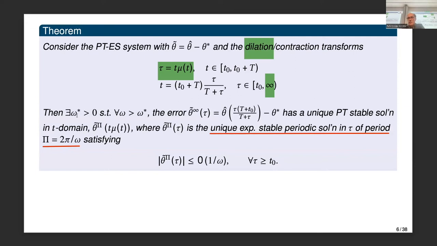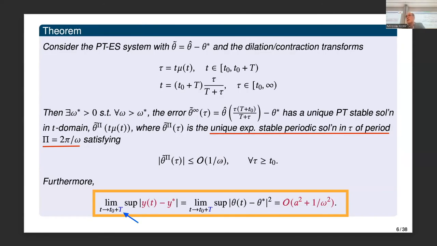The result states that for sufficiently large nominal frequency omega, there exists in the time tau, namely in the dilated, elongated time, a unique locally exponentially stable periodic solution of period 2 pi over omega, which satisfies the property that for all dilated time, it is small, namely of the order of 1 over omega, where omega is large. So this, in plain engineering words, means that the solutions are attracted to a periodic oscillation whose amplitude is very, very small. In other words, we get to the peak and we fluctuate minimally around the peak.